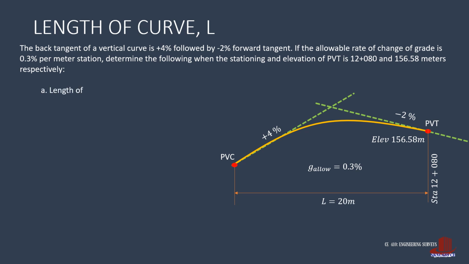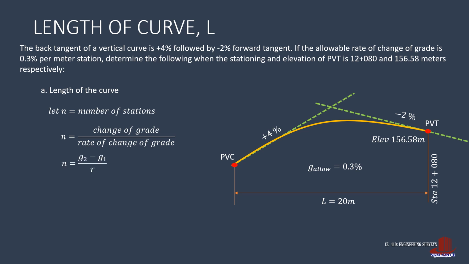Let's start with the length L. In order to solve this, we need to know the horizontal distances of each tangent, given their grades. The other parameter to help in the solution is the rate of change of gradients allowed, 0.30%. Given that the rate of change is 0.30 per meter station, we need to know how many stations are covered by both tangents. Assuming n as the number of stations, we can solve this by taking the change of the grades over the allowable rate of change.